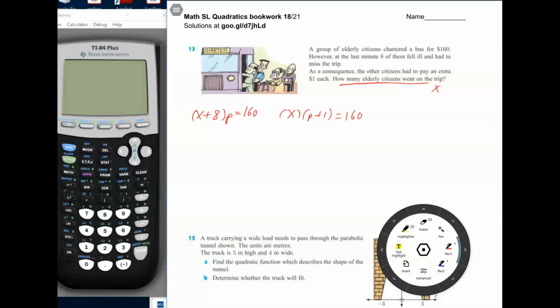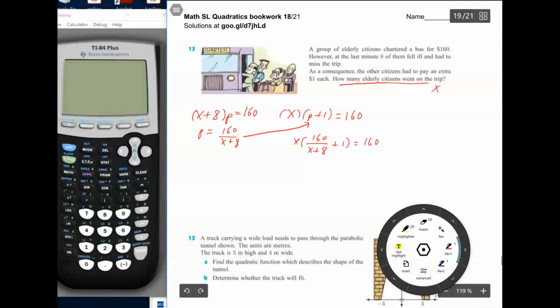This is kind of weird. We have two unknowns, X and P, and we know that in this chapter, we are only solving these problems when there's one unknown. How do we get rid of the P? Well, we could use the elimination method. So let's solve for P. We're going to divide both sides by X plus 8 so that we can isolate P on the left side. And then we can just put it right there. So it's going to be X times 160 divided by X plus 8 plus 1 equals 160.